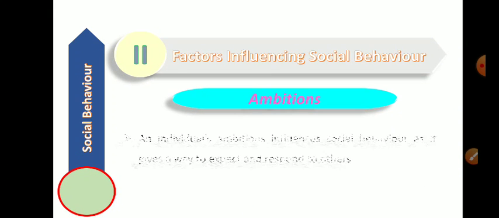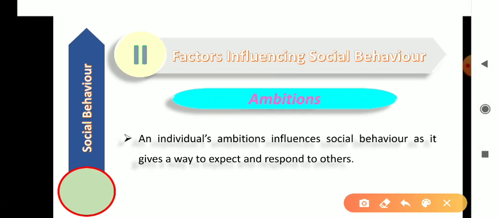An individual's ambition influences social behavior as it gives a way to expect the response of others. If a person has some ambition, that will influence the social behavior of that person. Unmotivated people exhibit sluggish behavior, meaning if they are not motivated or don't have any ambition in their life, they will show sluggish behavior, like they don't have anything to do. While ambitious people may display warm and proactive, meaning active, social behavior, if the person is ambitious in his or her life.